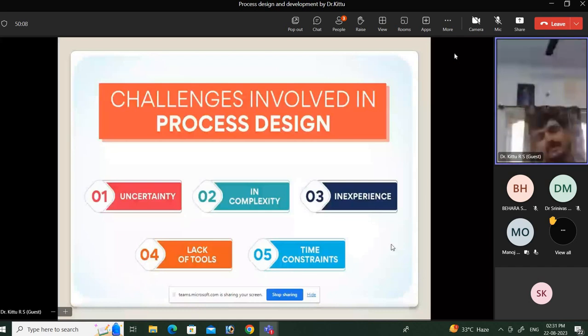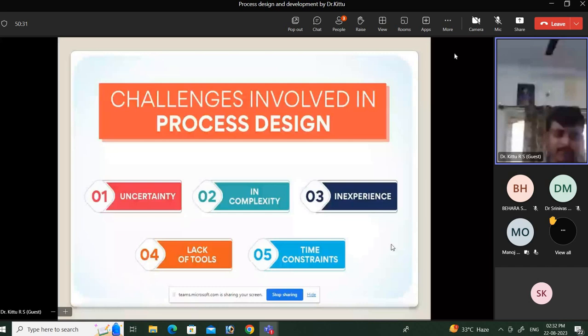So there are different types of expectations from the market, and different types of expectations from the other competitors we are facing. That uncertainty is really impacting. It is a problem. It is a challenge or issue for your process design.